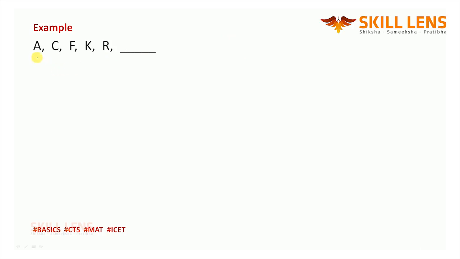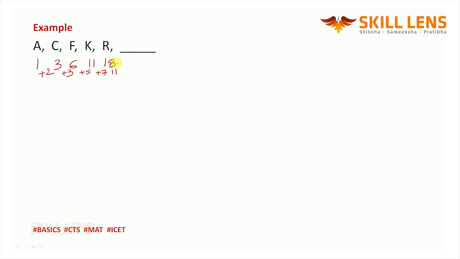Let's try to solve one more question. A place value. Are you observing? Every question is nothing but a place value. A place value is 1. C place value 3. F place value is what? 6. K place value is what? 11. R place value is what? 18. So if you look here, plus 2 is the difference, plus 3 is the difference, plus 5 is the difference, plus 7 is the difference. So 2, 3, 5, 7 are what? Prime numbers. So the next difference has to be 11.